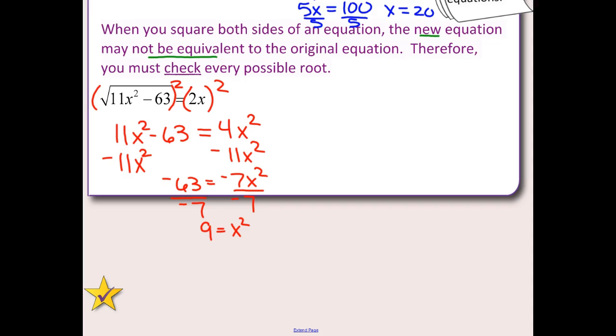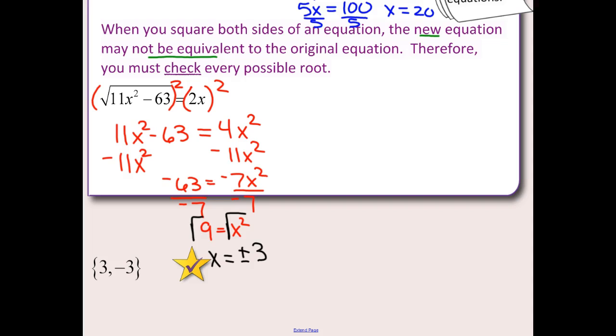Now, how do we go from x squared to x? We've got to take the square root. Remember, x is going to have to equal plus or minus 3. We don't know if it's the positive root or the negative root. So my answer here for this equation is 3, negative 3. Now, the problem is we have to check those. We have to check and make sure they're correct.